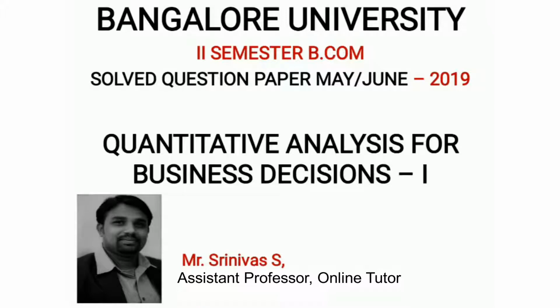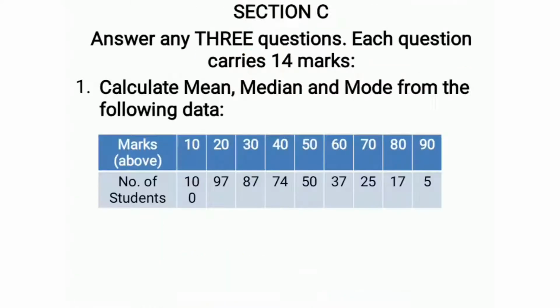This session is all about solving the question paper for the year May June 2019 of the subject Quantitative Analysis for Business, Edition 1, for second semester BCom under Bangalore University. In my previous video, I have already solved section A and section B. In this video, I'll be concentrating on section C. Okay, let us start with section C.